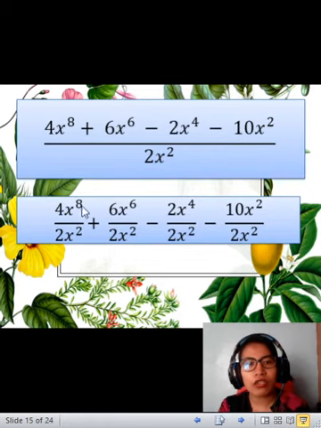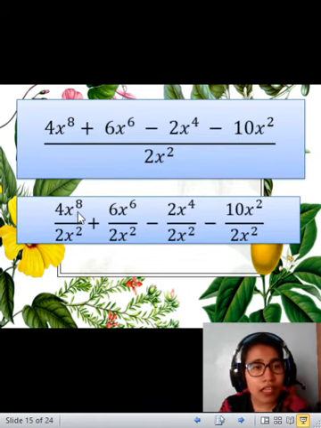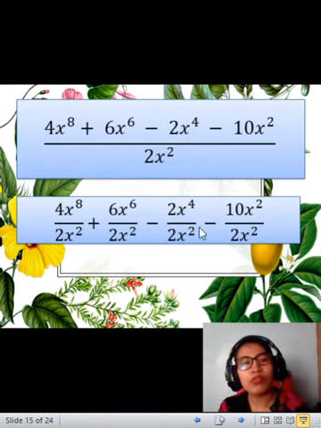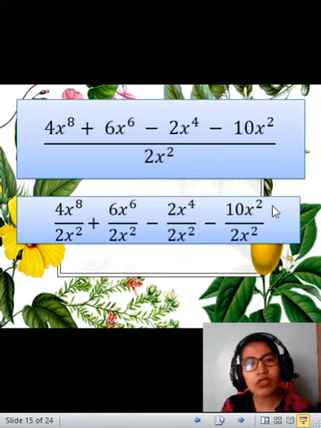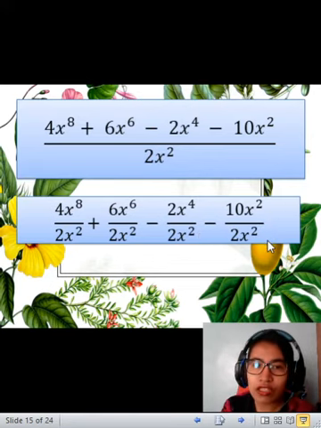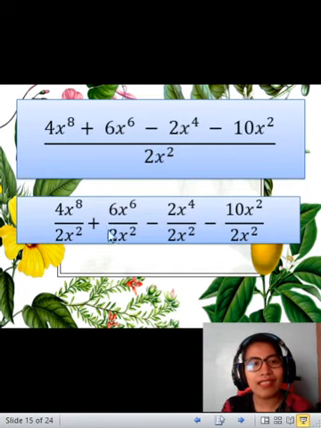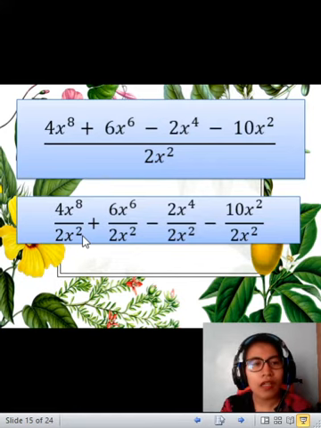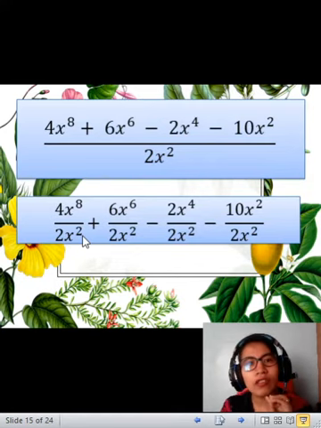So, we can have 4x raised to 8 over 2x squared plus 6x raised to 6 over 2x squared minus 2x to the 4th over 2x squared minus 10x squared over 2x squared. So let us divide it now. So we have 4 divided by 2 will give us 2. Then x to the 8 and x squared will give us x to the 6. So you can have now 2x to the 6 for our first term.